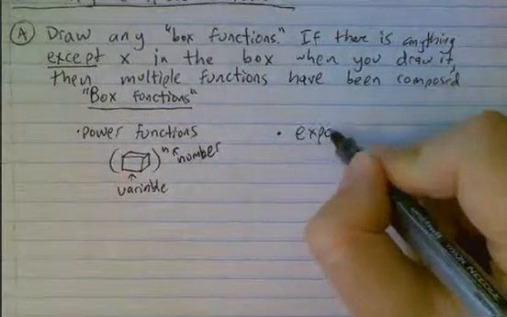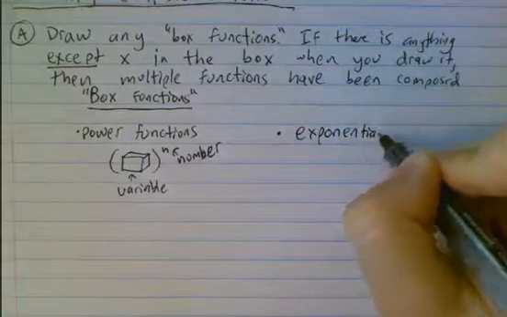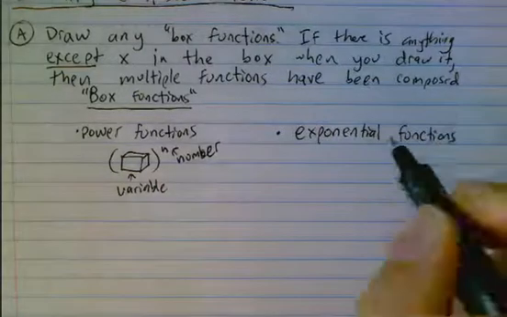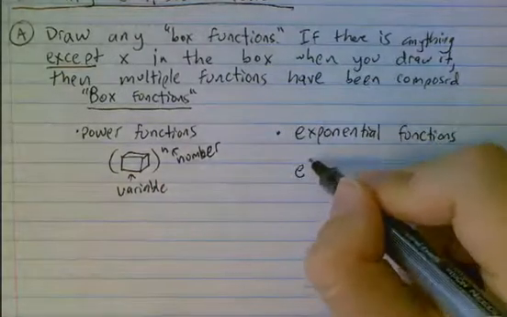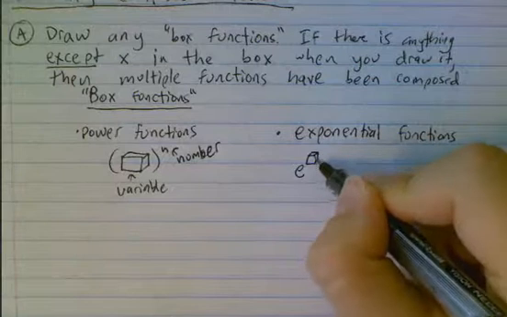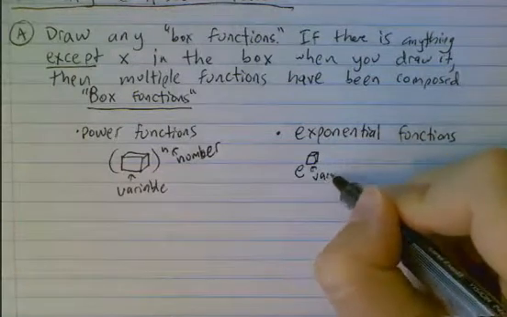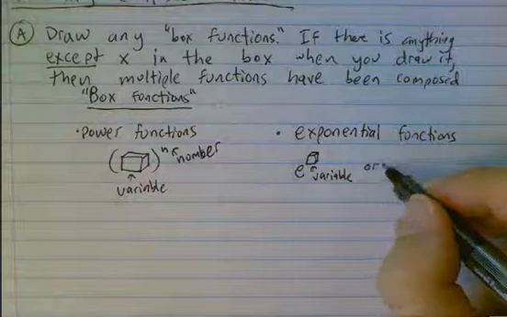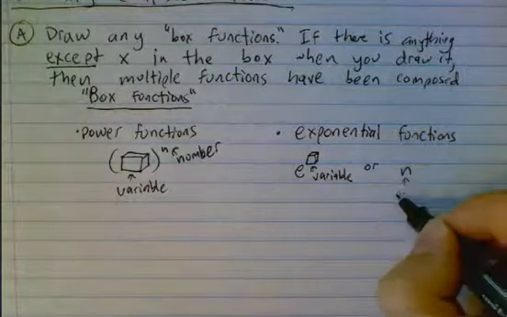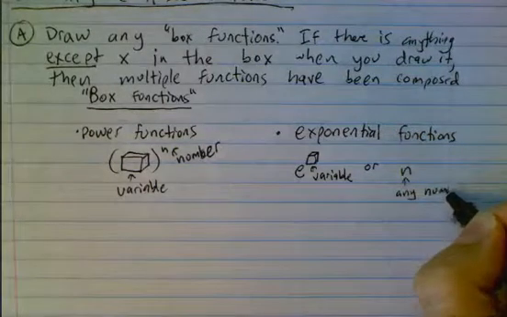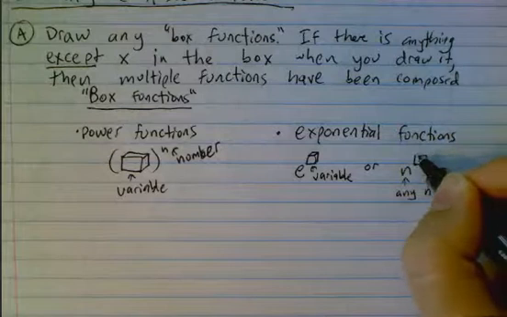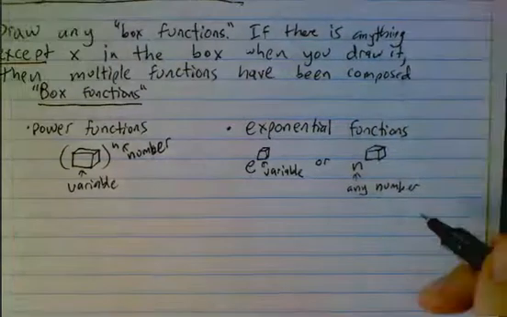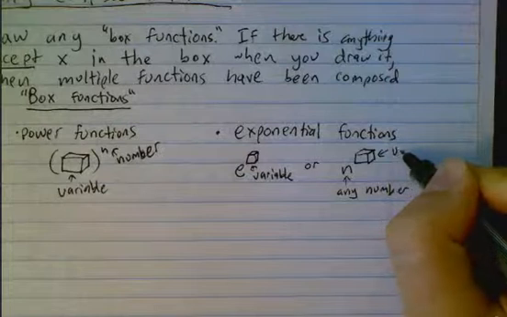Also exponential functions. So that's e, there'd be a variable in here. That's the most common one, or really any other number. But the key thing is that there's a variable in the exponent.